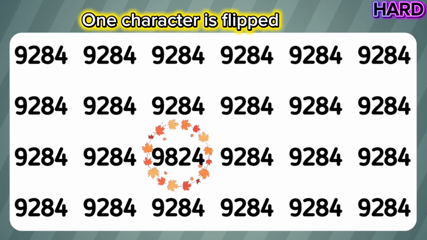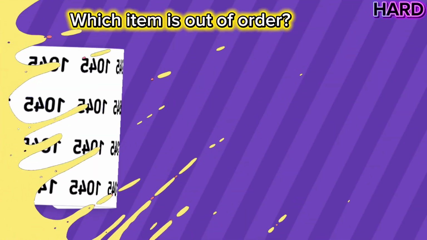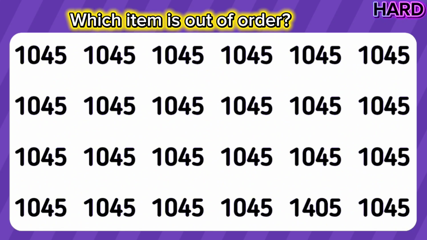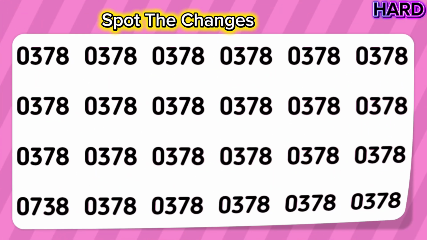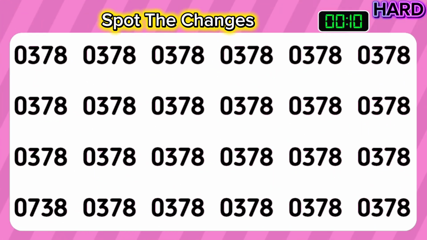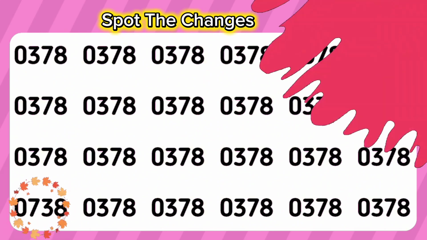Time is over and the number is here. Which item is out of order? Can you find it? The time is over. Wow, that's great, you did. Hey genius, spot the change within given time. The time is over and the chain number is here.